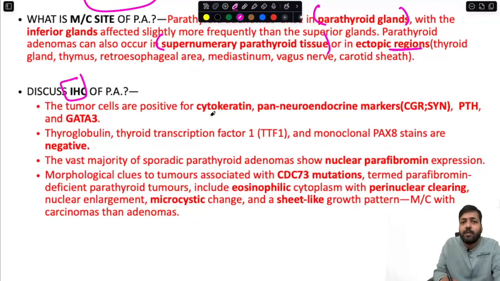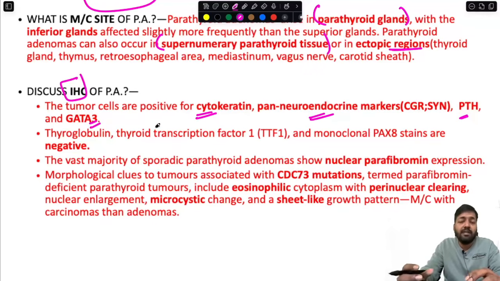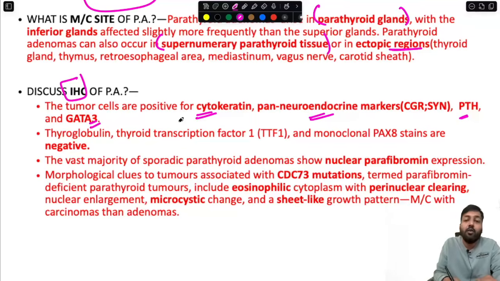Now let us discuss the immunohistochemistry of parathyroid adenoma. The tumor cells are positive for cytokeratin, pan-neuroendocrine markers like chromogranin and synaptophysin, and parathormone (PTH) and GATA3 positivity is there. Now remember one thing, many times the parathyroid gland itself is present inside the thyroid gland. In a situation where the parathyroid adenoma has a follicular arrangement, you might mistake it for follicular adenoma. In that condition you can go for IHC.